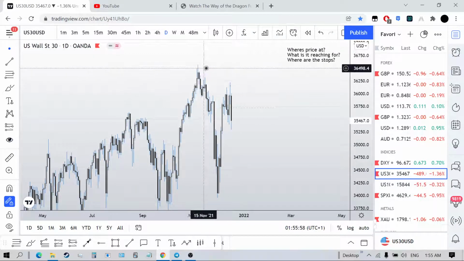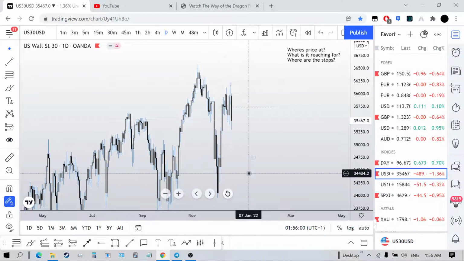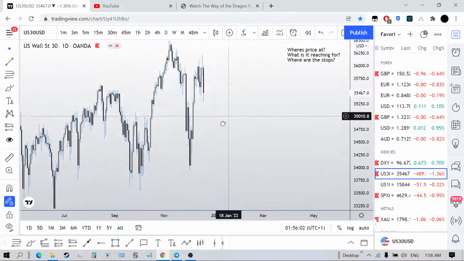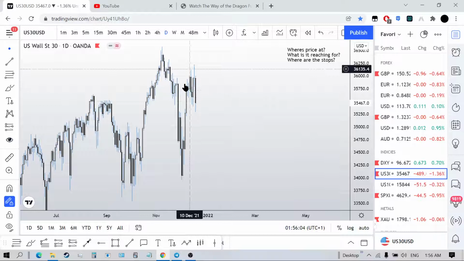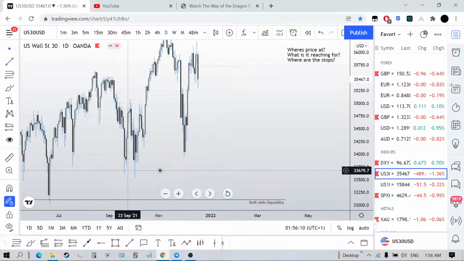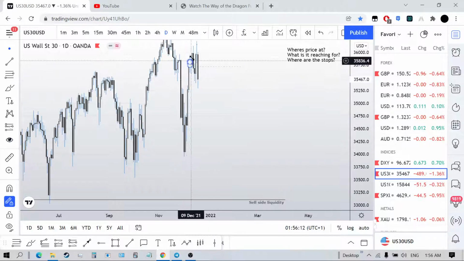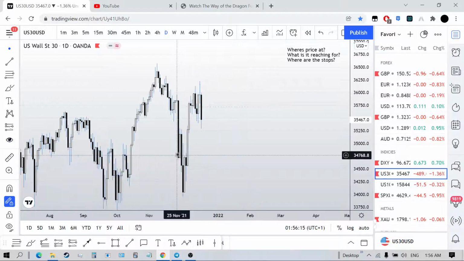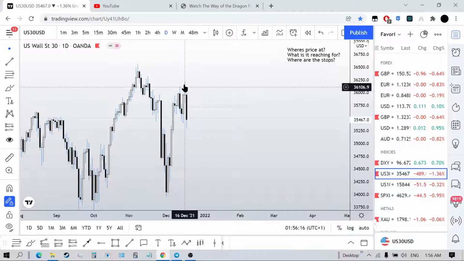Okay, so the context on US30 is that price from this high, this is our range of opportunity, from this high to this low. Okay, where is price at? It's in here, right? What is it reaching for? It could be reaching for these lows here, but right now the data that I'm gonna go over is inside of this price swing right here.